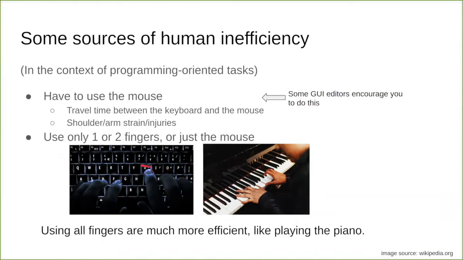So I like to think about using the keyboard efficiently by thinking about how people play piano. When people play piano, they use all 10 fingers, and you can see that you can do very complex motion by utilizing all of your fingers at the same time. One human inefficiency of using a computer is that you use only 1 or 2 fingers. For example, if you're typing on your smartphone, you're probably only using maybe 2 or 3 fingers. Or sometimes you just use the mouse.